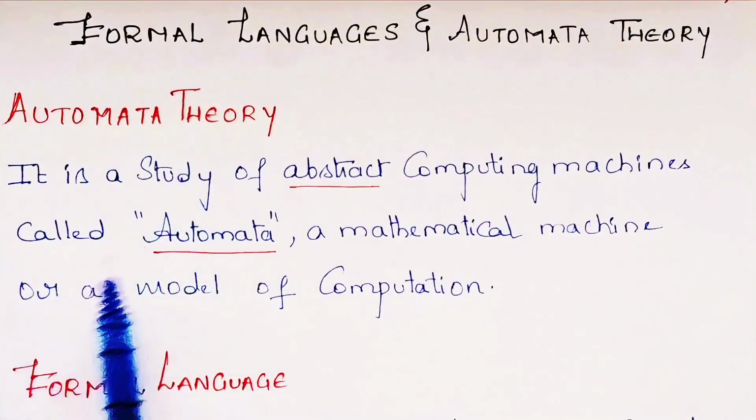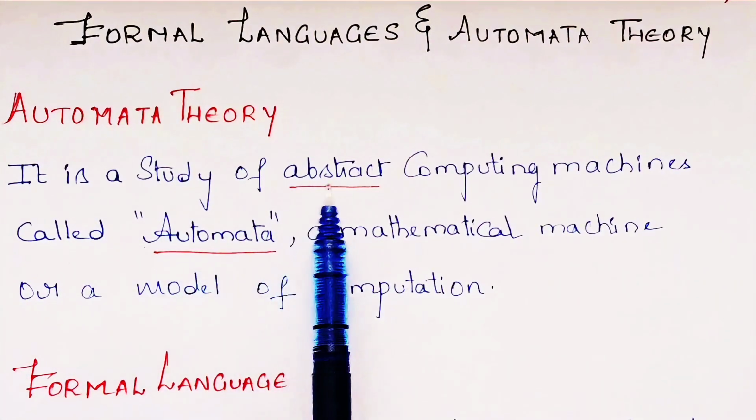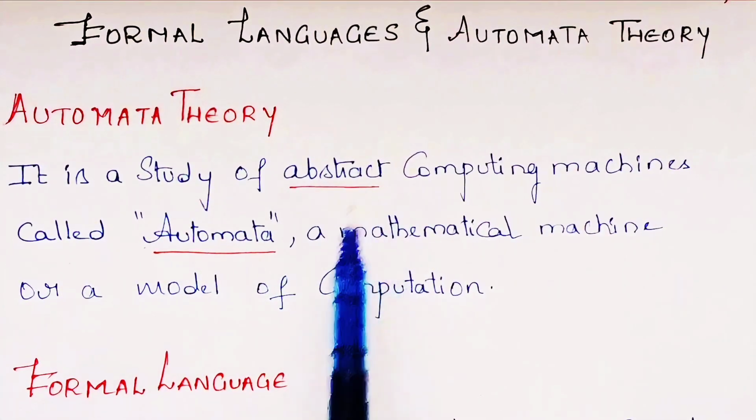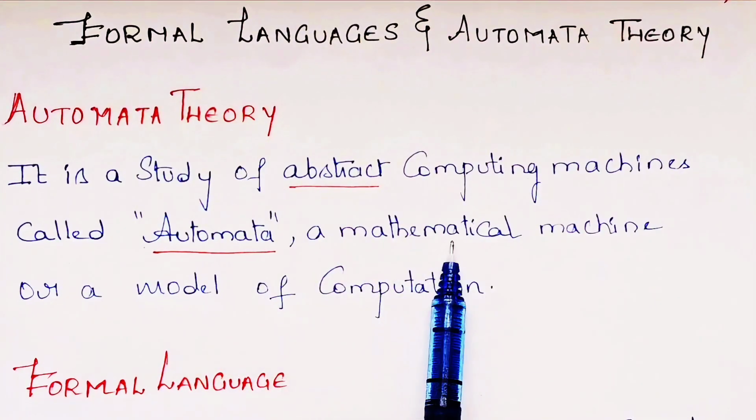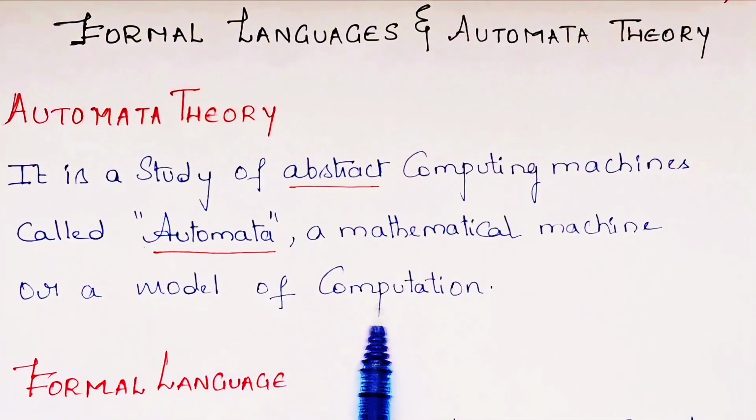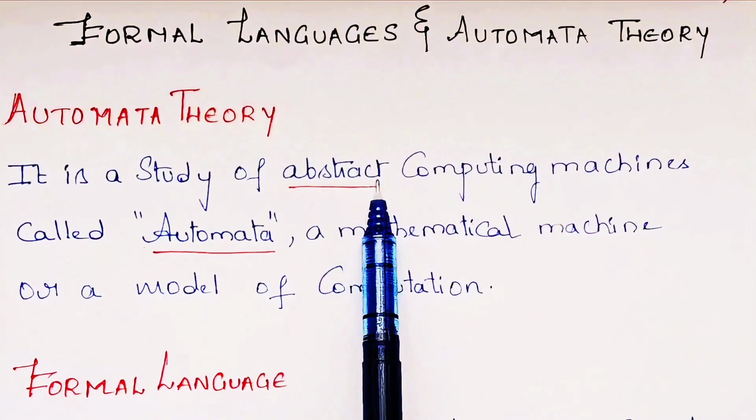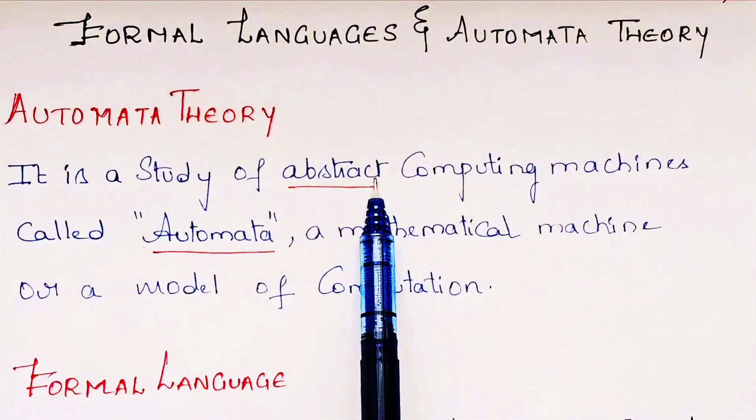Automata theory is defined as the study of abstract computing machines called automata, which is a mathematical machine or a model of computations. In simple words, automata theory helps us understand how a machine reads the input, how it implements the logic, and how it decides whether the input is valid or invalid. Here, the term abstract means the process which is invisible, but it performs a logic.